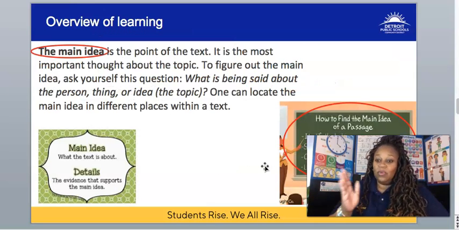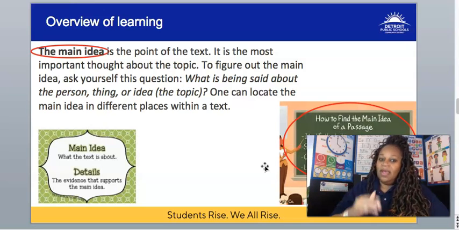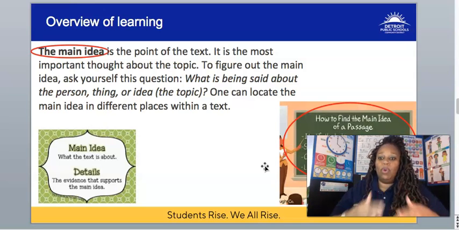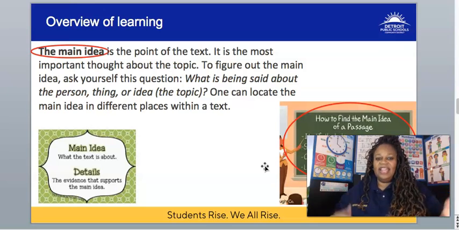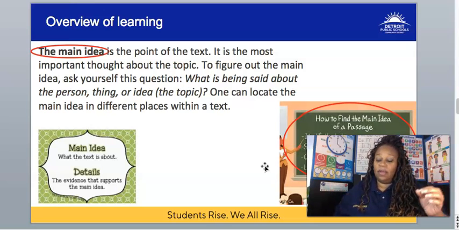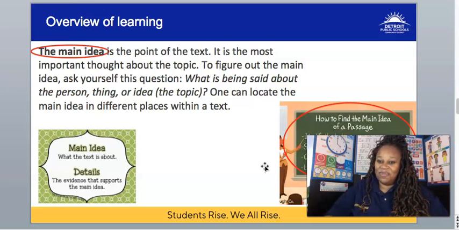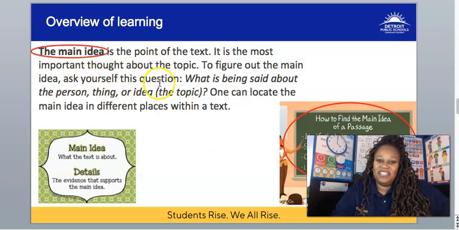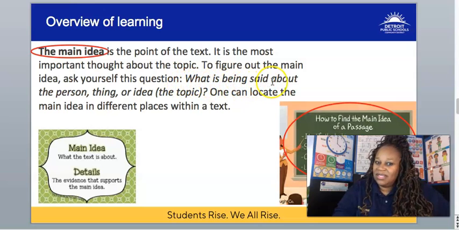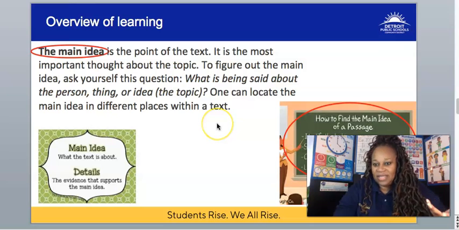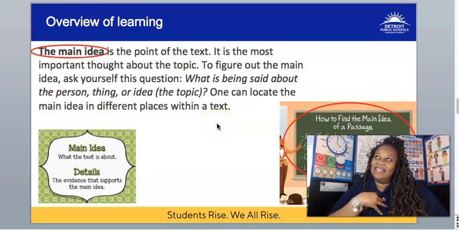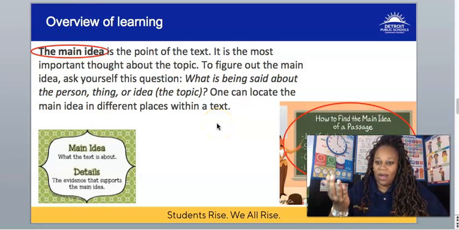Now, let's review main idea. The main idea is the point of the text. It is the most important thought about the topic. To figure out the main idea, there are some clues. Ask yourself this question: what is being said about the person, thing, or idea, the topic? So if we ask ourselves that question about Shakespeare, what is being said about Shakespeare?